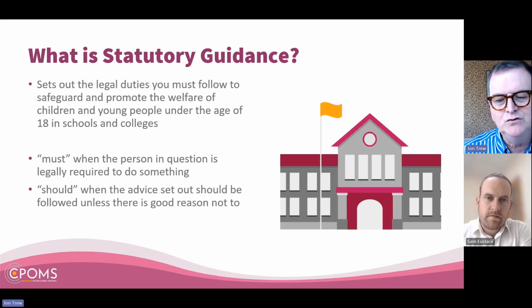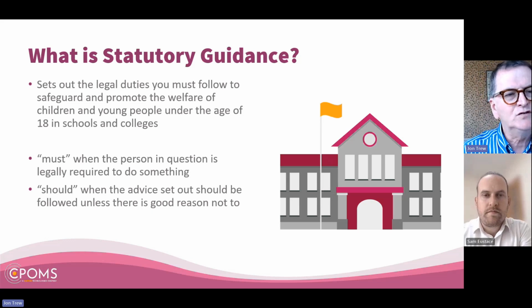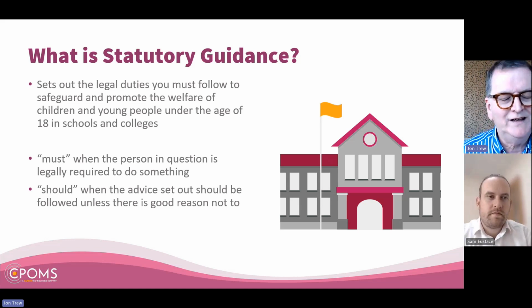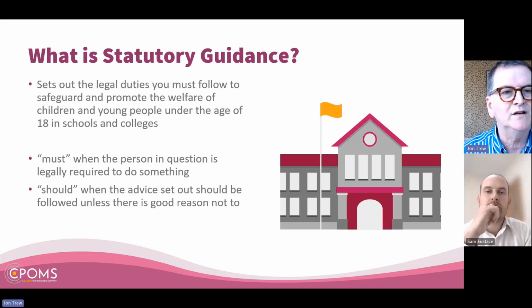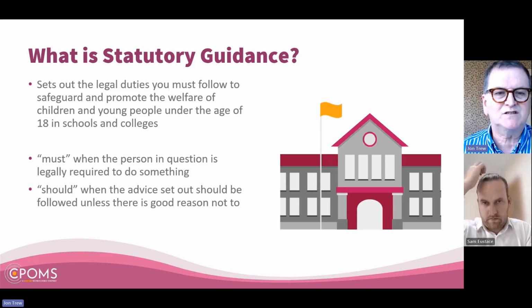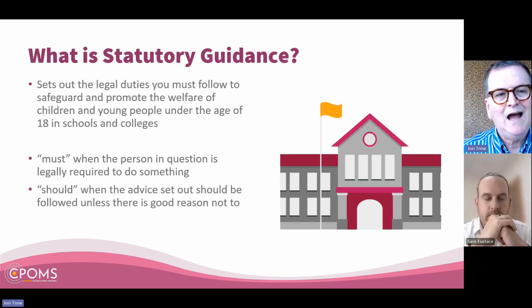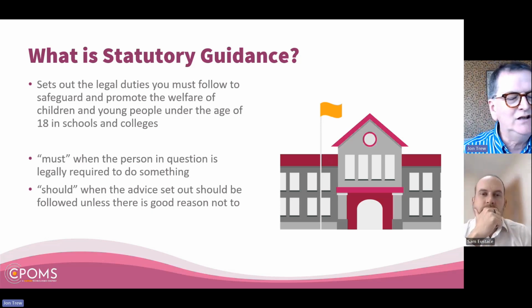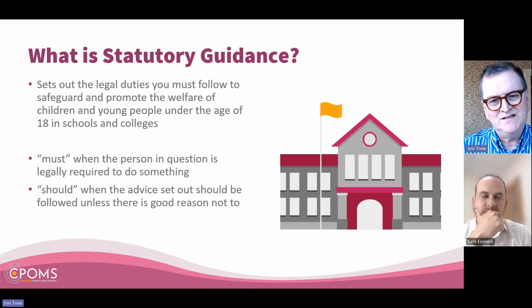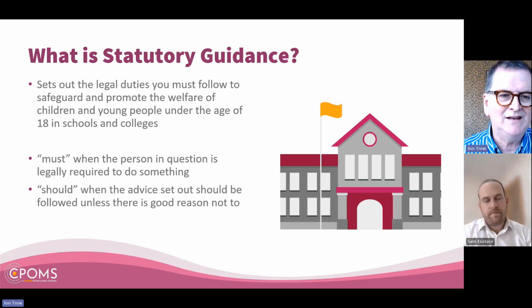In the legislation, there are two types of phrases. First of all, there are words that include the word must. This is when the person in question is legally required to do it. So when the guidance says that schools must, you have to do it. You have no choice. However, sometimes it says schools should do the following. What that means is that you really should do it unless you've got a particularly good reason not to do so.